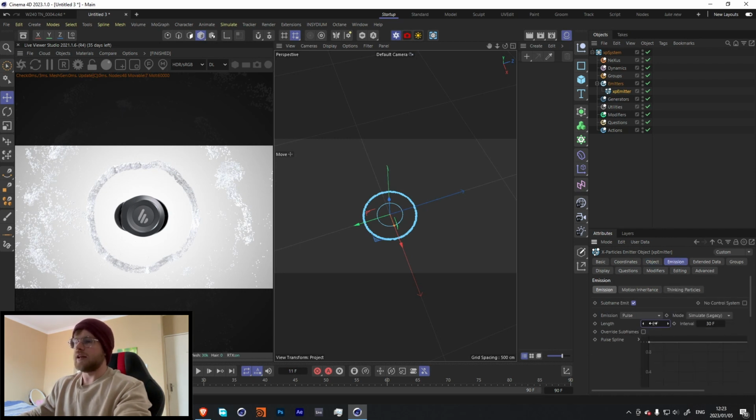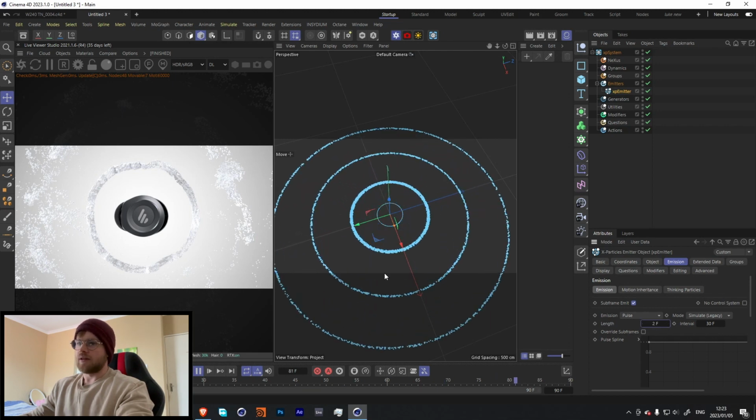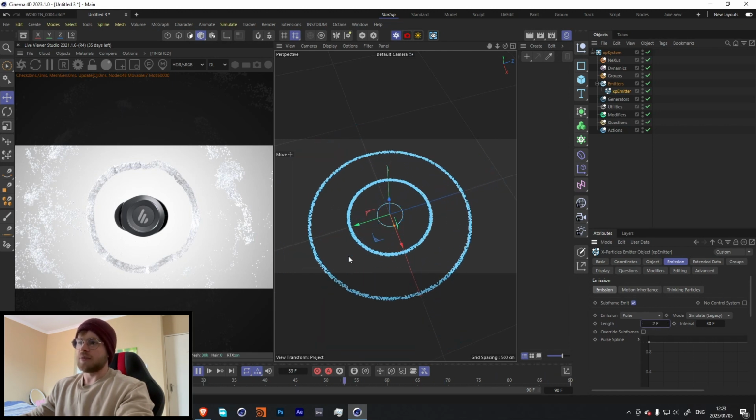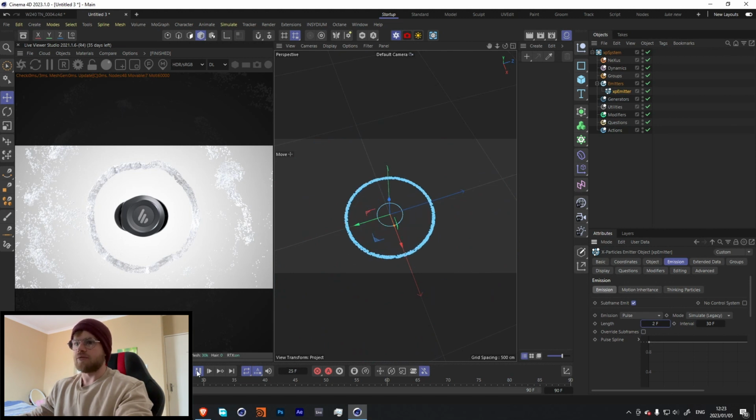I think I turned up the amount of... So the length over here represents how long it will emit for. If I have it down to 1, it'll only emit on 1 frame. But if I have it at 2, it'll have a little bit more particles because it's going to be emitting for 2 frames.